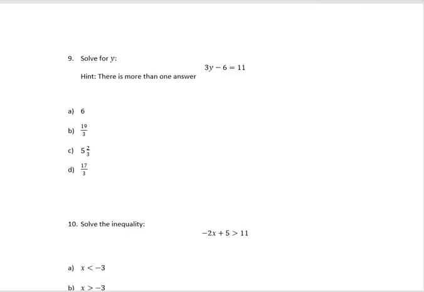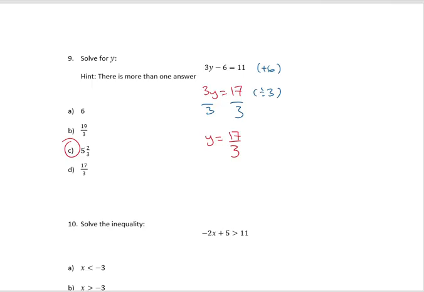All right, let's do this. Solve for y. There's more than one answer. Okay, so let's just solve like normal. Let's just plus 6. And then I divide both sides by 3. Y equals 17 over 3. So we know it's C.